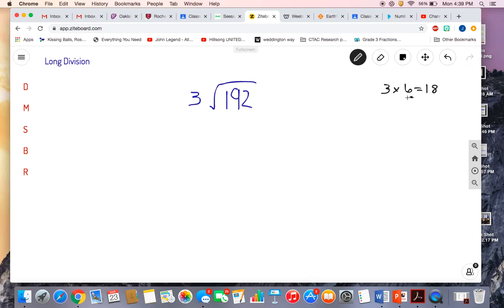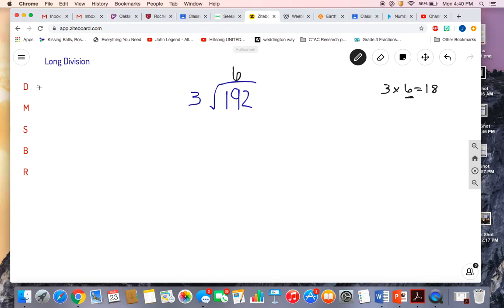So now I'm going to take this 6 and place it up top above my 19. Anytime you place a number up top, make sure it always lines up with your digit. So in this case, we have a 2-digit number 19, so I'm going to line it up above that 9. So I have 3 goes into 19 6 times without going over.